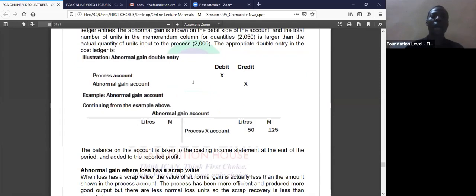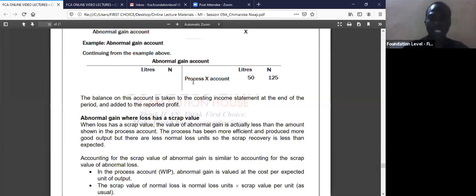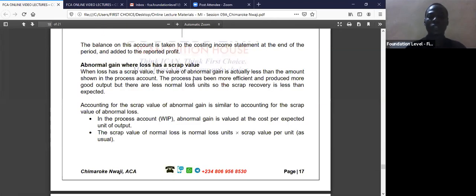So abnormal gain where loss has a scrap value. What's happening when loss has a scrap value? Where loss has a scrap value, the value of abnormal gain is usually less than the amount shown in the process account. The process has been more efficient and produced more good output, but there are fewer normal loss units to give scrap recovery value. So the scrap recovery value is less than expected.